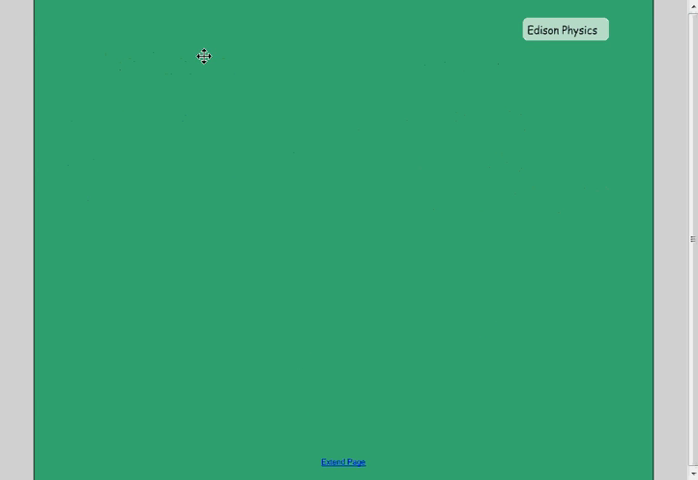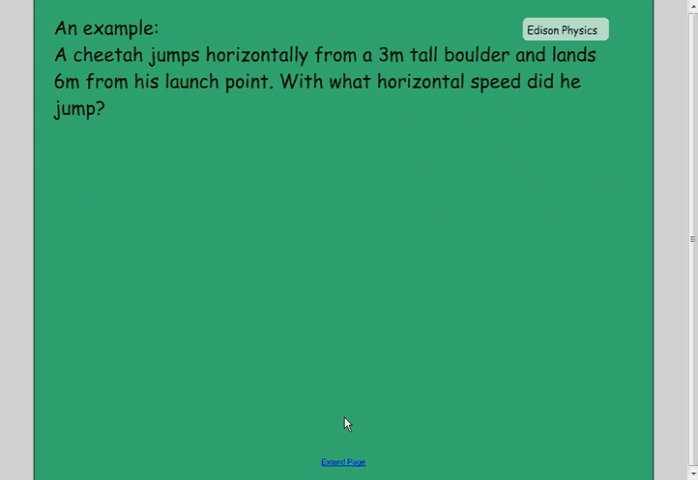All right, well, here's an example of a projectile motion problem. A cheetah jumps horizontally from a 3-meter tall boulder and lands 6 meters from his launch point. With what horizontal speed did he jump? So we're going to have to take the information that's provided, decode some of the words here to get some additional information, plug it into our horizontal and vertical grid, and see where we get.